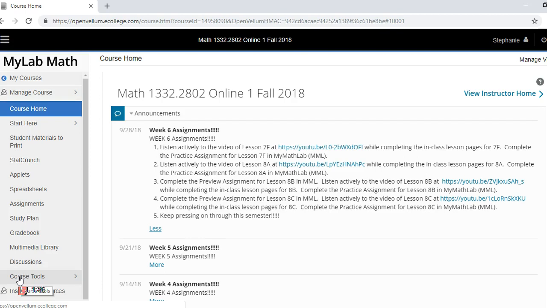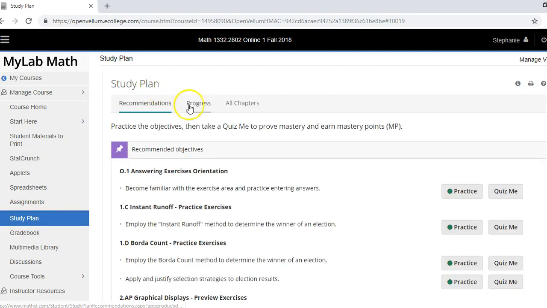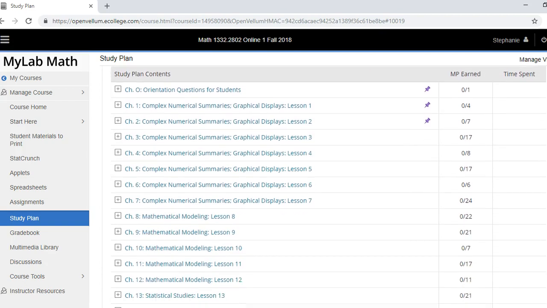The reason we are mainly here at MyMathLab is I wanted to point out study plan. When you click on study plan, go up to the very top and click on all chapters. Test number 2 is going to cover sections 5A through 8D of the things that we did in class.